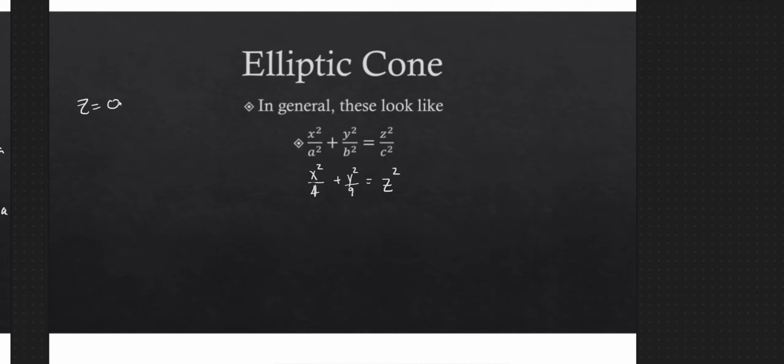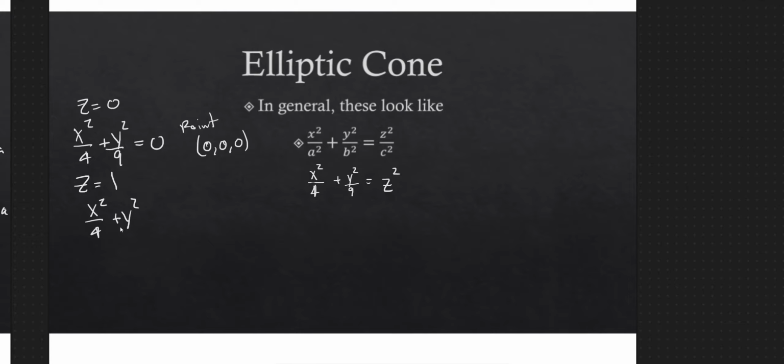So let's say set z equal to 0. What do I get? x squared over 4 plus y squared over 9 equal to 0. The only way that happens is at 0, so I get a point. Let's set z equal to, say, 1. Then I will get x squared over 4 plus y squared over 9, 1 or negative 1 will generate the same thing, equal to 1. And there's my ellipses.